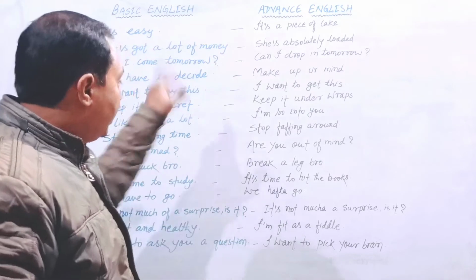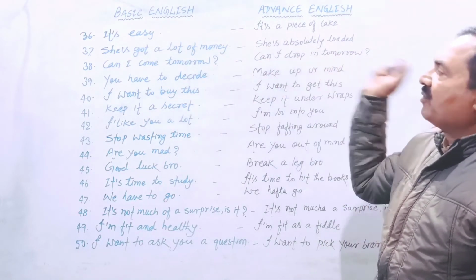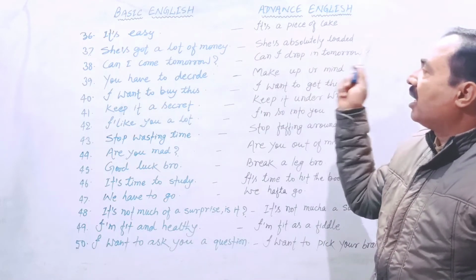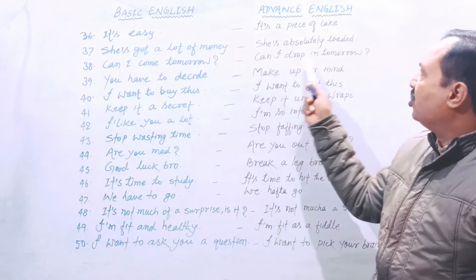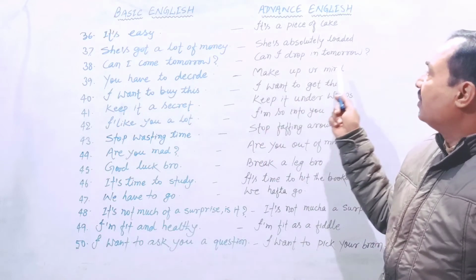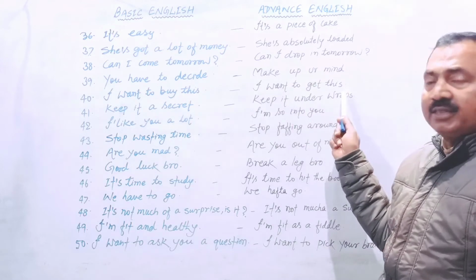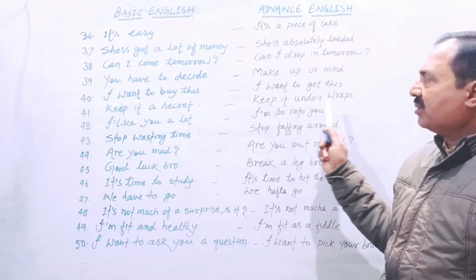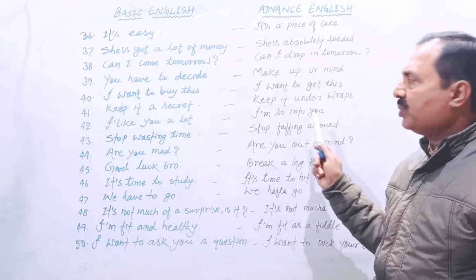फिर इसको एक बार फिर से पढ़ लीजिए. It's easy. It's a piece of cake. She has got a lot of money. She is absolutely loaded. Can I come tomorrow? Can I drop in tomorrow? You have to decide. Make up your mind. I want to buy this. I want to get this. Keep it a secret. Keep it under wraps. I like you a lot. I am so into you.